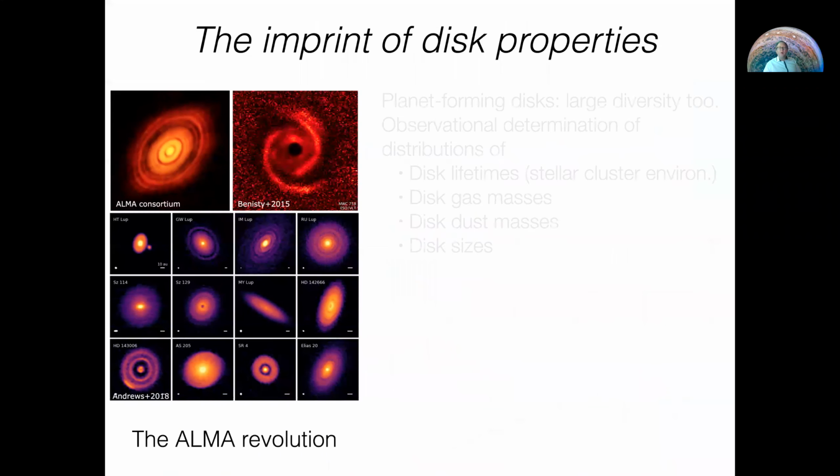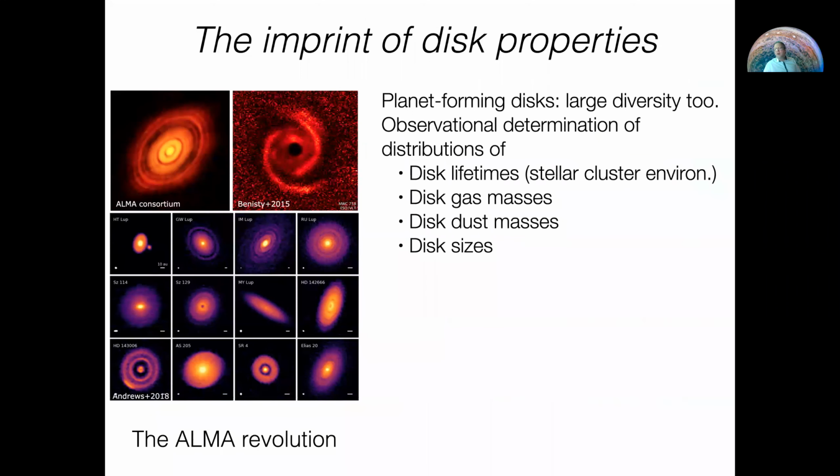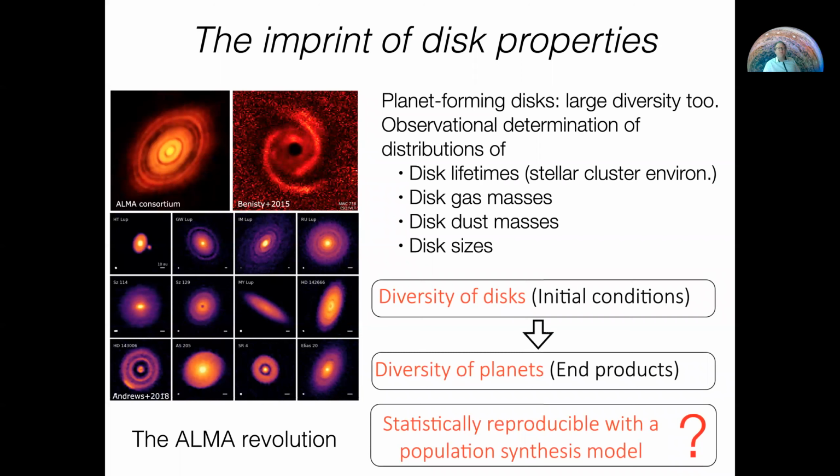On the planet forming disks, there is a very large observed diversity too, not only on the planet side. Thanks to the ALMA revolution, we know a lot of constraints now on these disks. So we can try to observationally determine the distribution of the disk lifetimes. And here the stellar cluster environment is important, the disk gas masses, the disk dust masses, and the sizes. And we then wonder if this diversity of disks, so the diversity of the initial conditions, is the cause for the diversity of the planetary systems as the end products. And we wonder if we can statistically reproduce that with a population synthesis model.